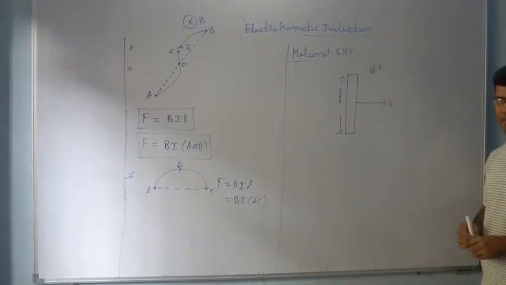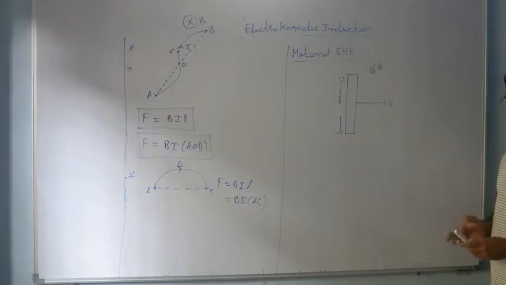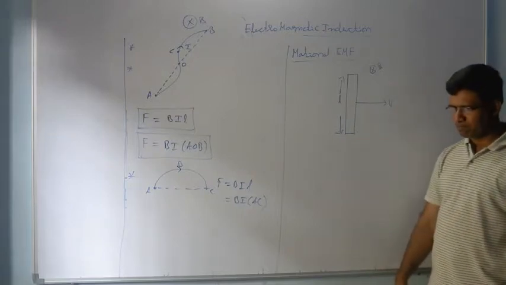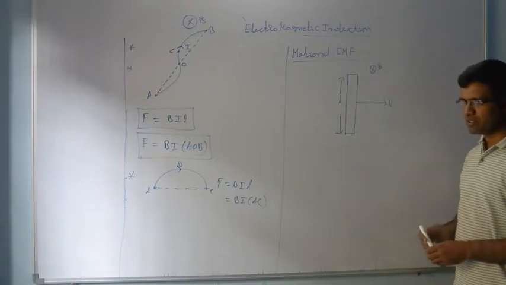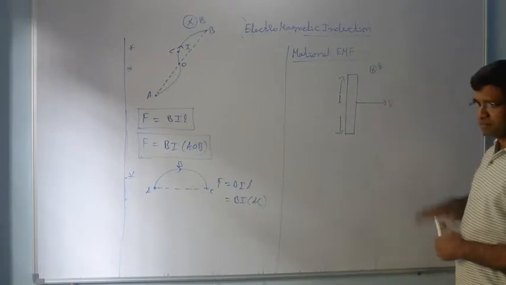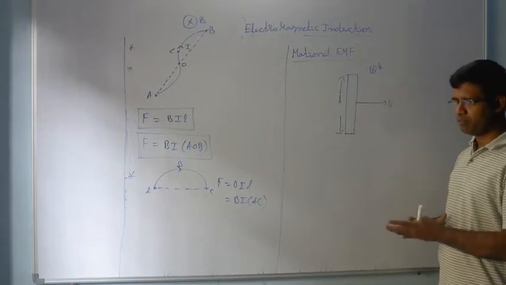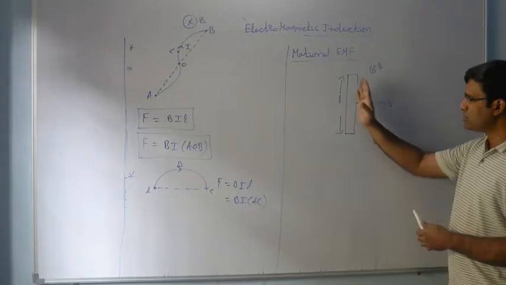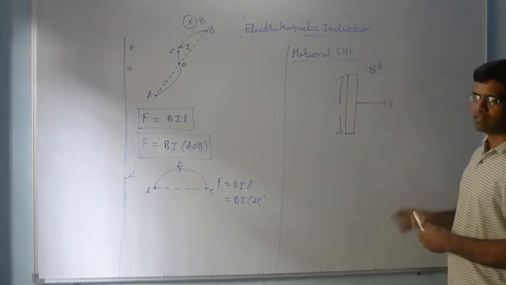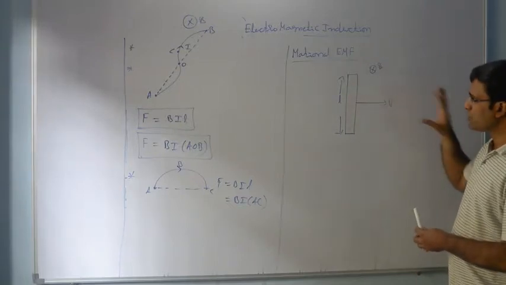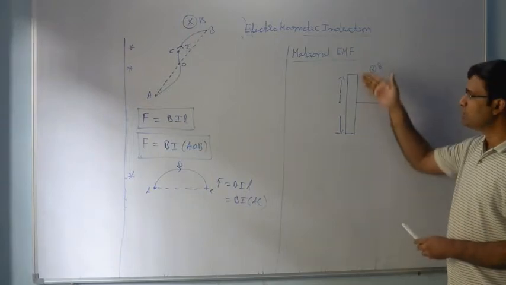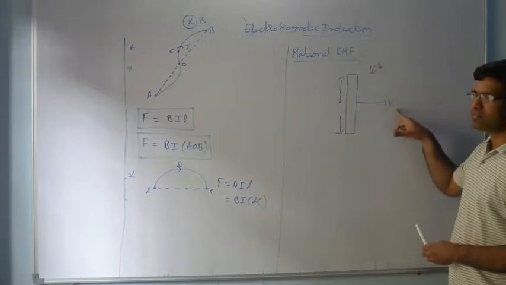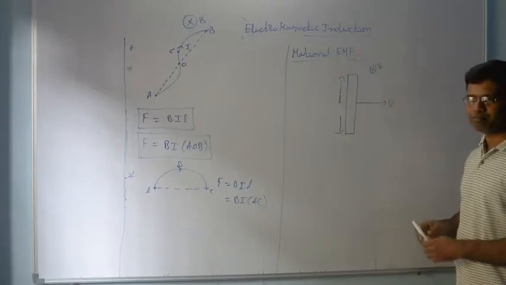What happens? Already previously discussed, whenever you take a coil, the magnetic field is changing. What is happening? EMF is developing. Yes or no? In this case, we are not passing any current. Just we are moving the length of the conductor in the magnetic field. Whenever the length of the conductor is moving in the magnetic field, what happens? EMF will be generated in the rod. That EMF which is generated in the rod due to motion of the conductor, that's motional EMF.